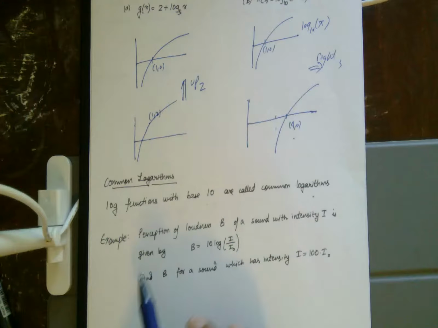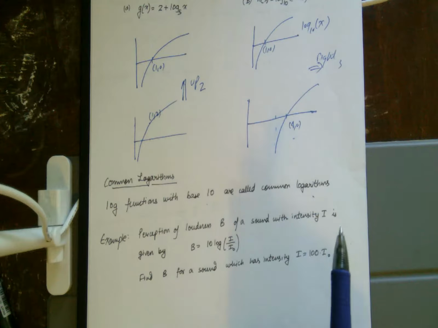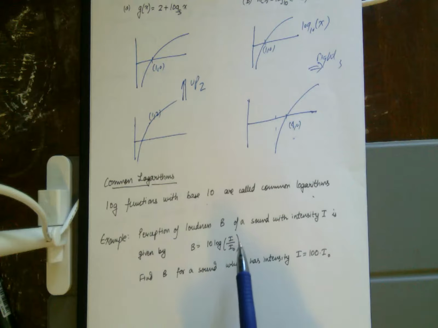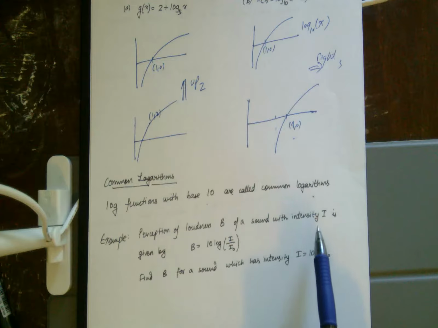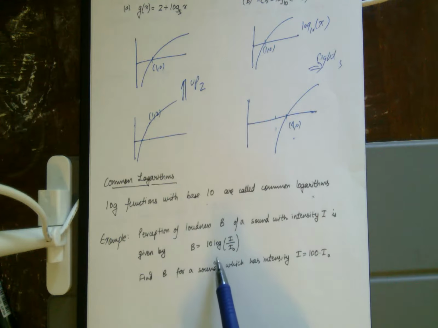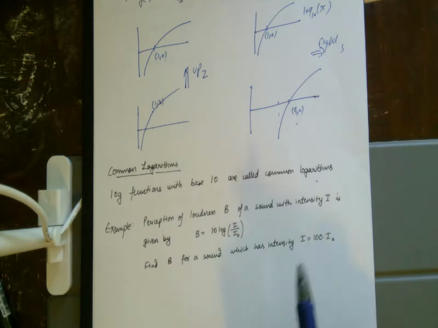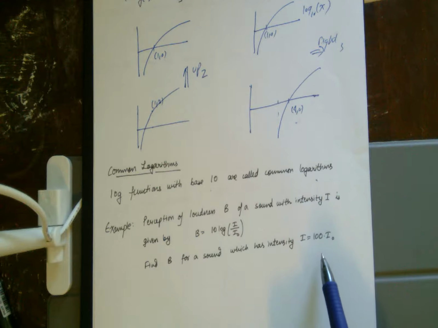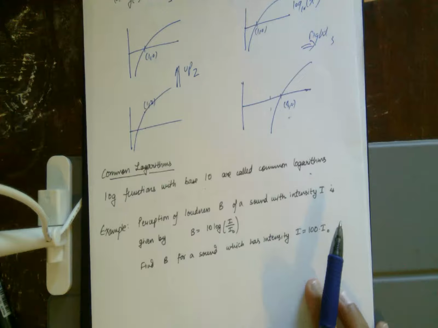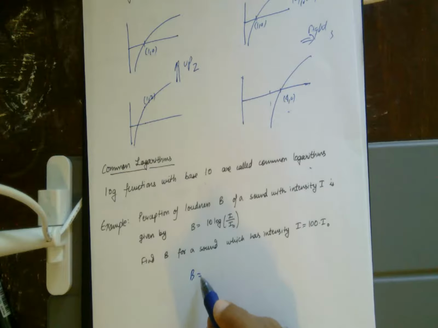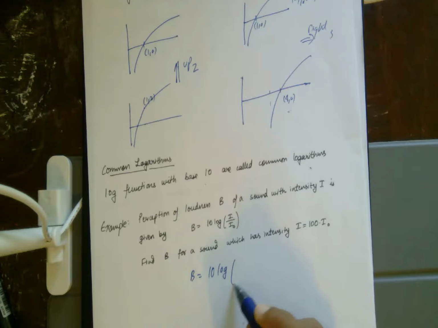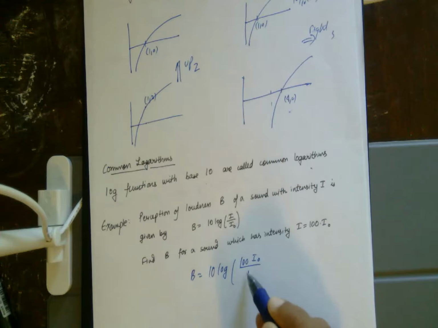An example of this naturally occurring is our perception of loudness. Perception of loudness, B, of a sound with intensity I is given by this formula: 10 log I over I naught, where I naught is called the least possible sound that we are sensitive to hearing. So it says find B for a sound which has intensity 100 times that of I naught. So B is going to be 10 log 100 I naught over I naught.